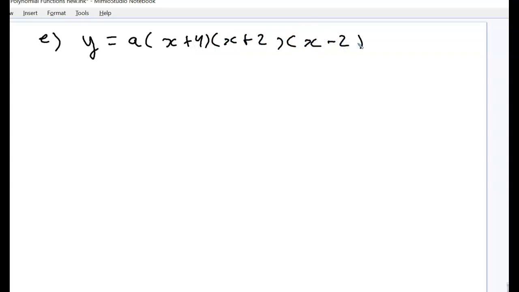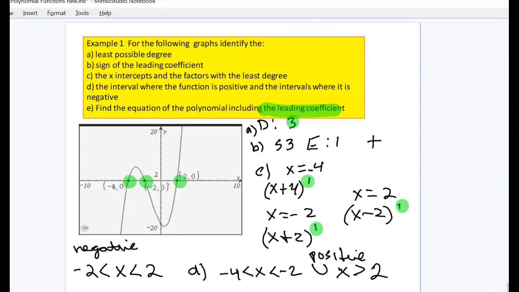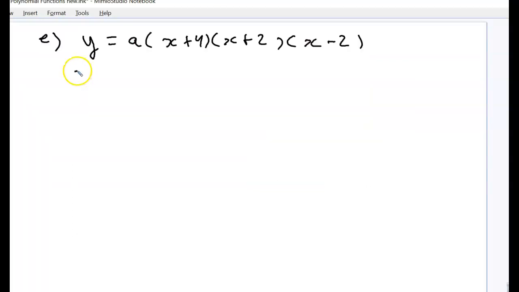Now, to figure out the value of a, we have to go to our graph and find another coordinate on the graph that is not the zeros. And we can look at the y-intercept. And the y-intercept here is (0, -18). So if I put in -18 for y, when x is 0, that will allow me to figure out the value of a.